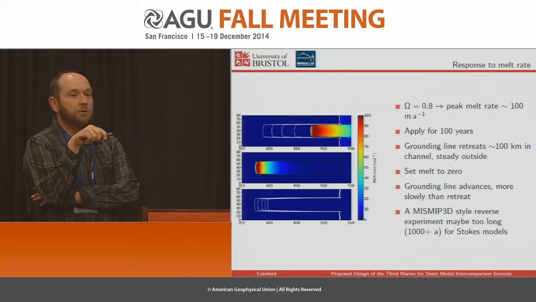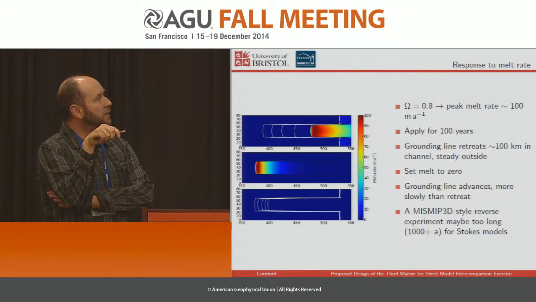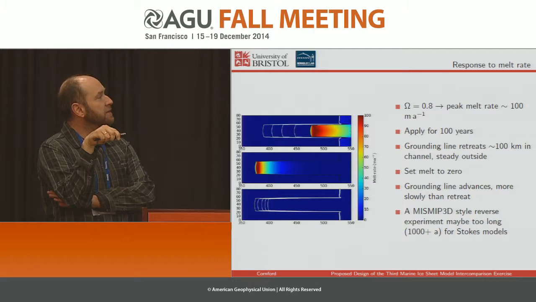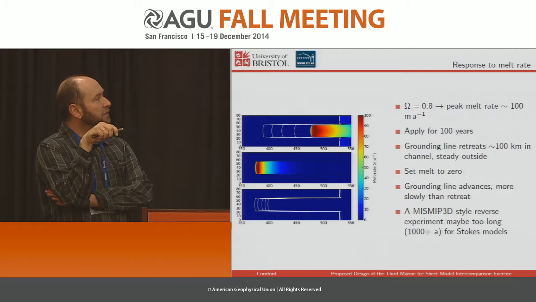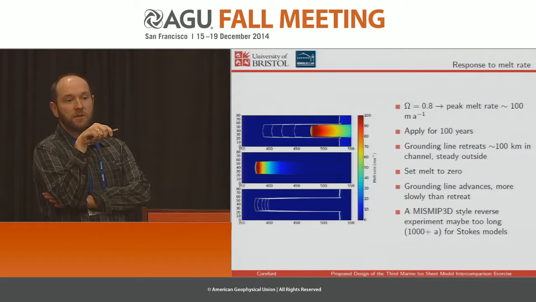So here's what happens when you apply such a melt rate. There's a scaling parameter in there which allows us to choose a peak melt rate, and in this case, it's around 100 metres per year. I apply that melt rate for 100 years, and the grounding line retreats from here to somewhere over here. So it's about over 100 kilometres. And then when you turn off the melt, it starts to advance again. But you'll notice that the speed at which it advances is much slower than the speed at which it retreated. So it's going to be difficult to do a reverse experiment.